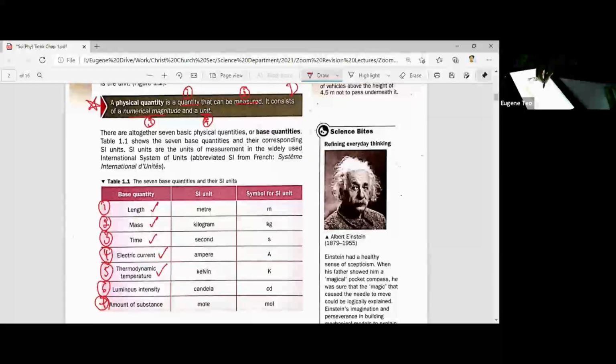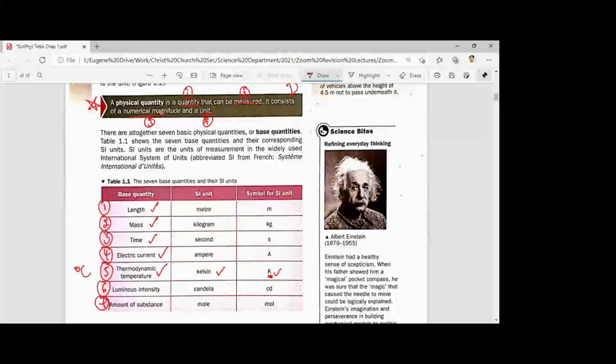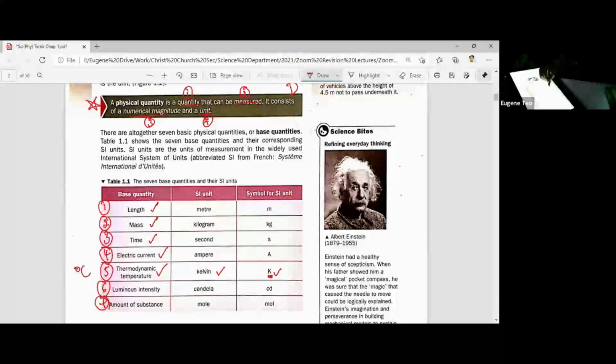What are the SI units? Meter, kilogram, second, ampere, and Kelvin. Most people tend to get the SI unit for temperature wrong because we're also familiar with the concept of degrees Celsius. However, the SI unit for temperature is actually Kelvin, and the symbol is a capital K. So do take note, this is a capital K, not a small k. Electric current, most of the Sec 4s have covered this already. The unit for electric current is ampere, with a capital A here. Time will be in seconds.